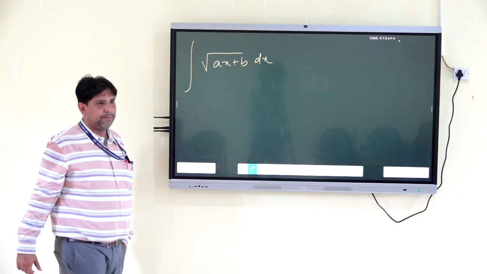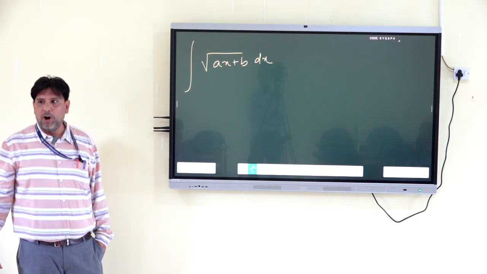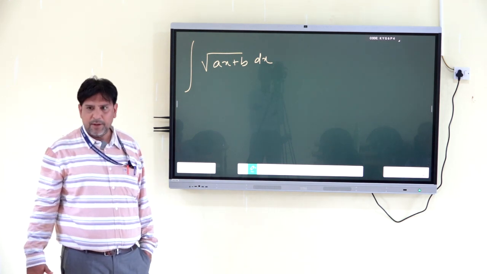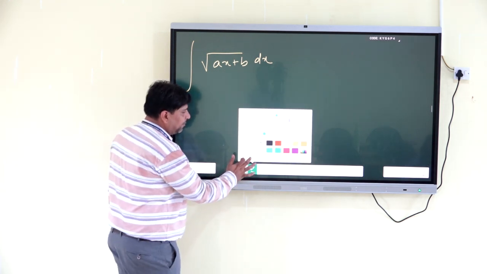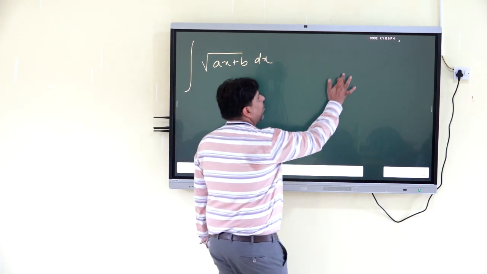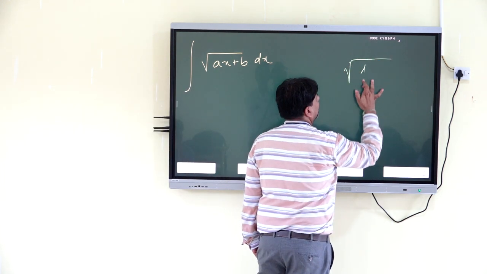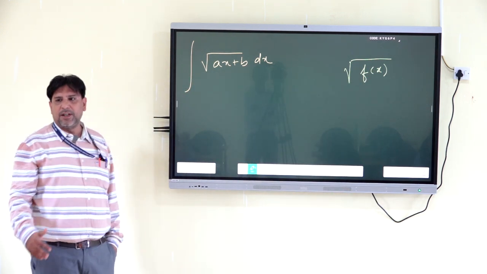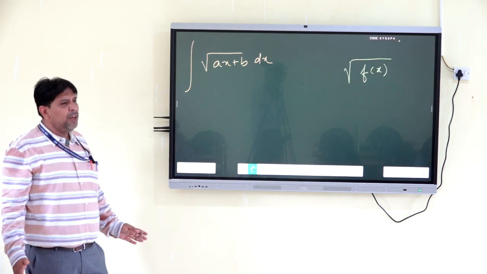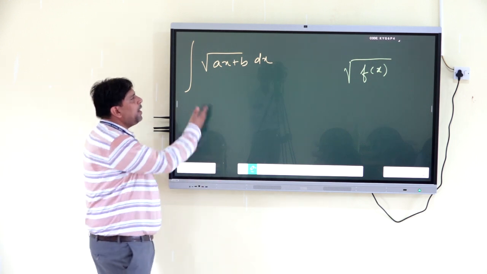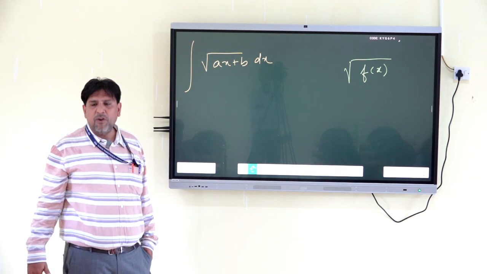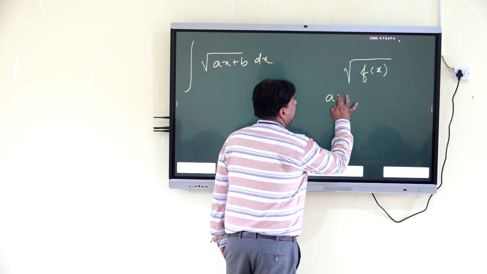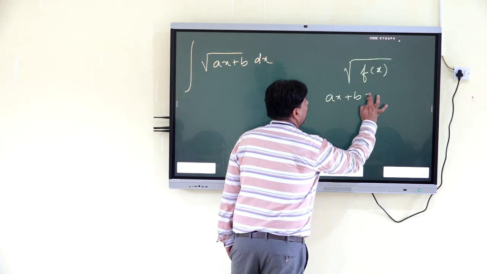Let us see this one. Integration of square root of ax plus b dx. Again, no direct formula is there. This question is of which form? It looks somewhat like the square root of a function. So here we are left with no option but to take ax plus b as t. Let us take ax plus b equal to t.